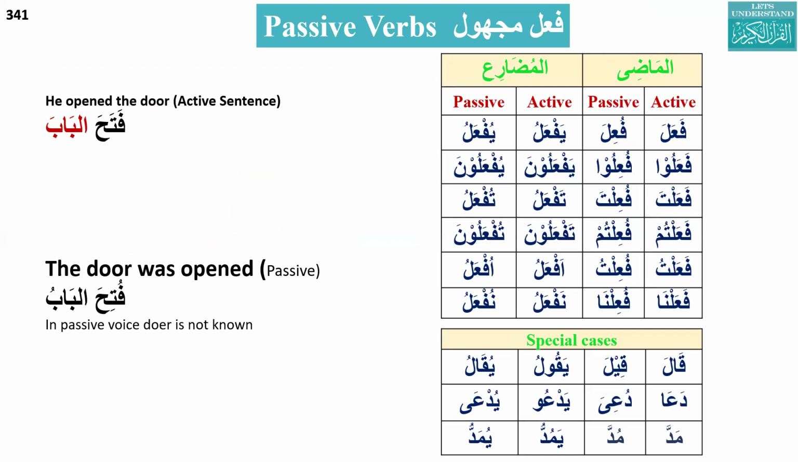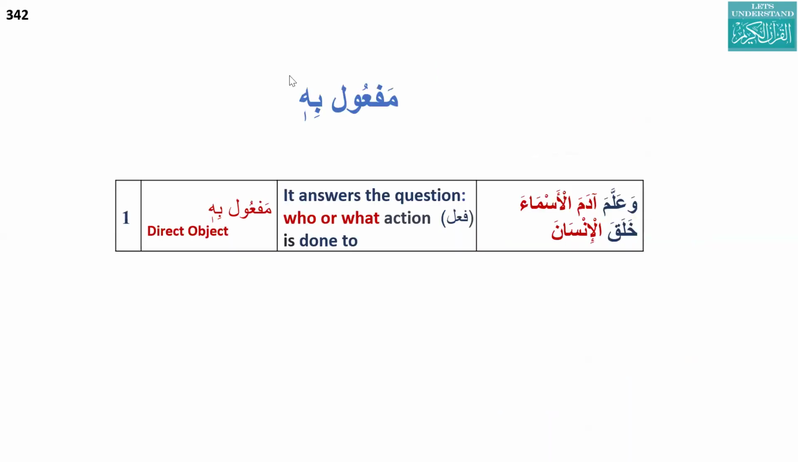How to make passivize? Fataha al-baba, futiha al-baba. In the passive, the doer is not known. This is a very important concept. Majhul, jahil. So we are jahil, in case we are not aware of the doer in the passive. Second thing is maf'ul bihi.